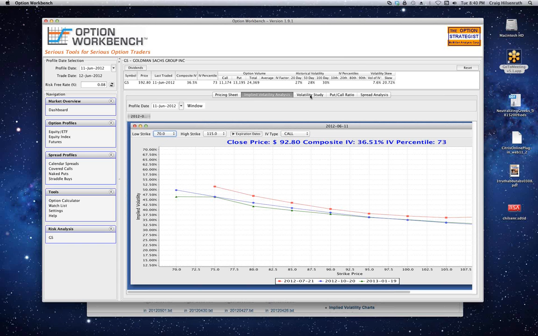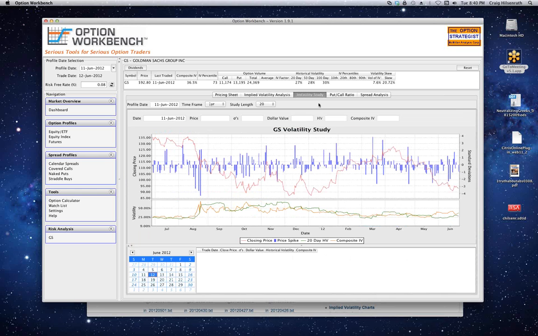The next part of the details is something that's, as far as I know, absolutely unique to Option Workbench, which is called the volatility study. And this chart, what it shows you is the red line here is the closing price. In this case, we're going back 1 year from June 11th. The blue bars are how much the price changed on that day in terms of standard deviations based on the historical volatility.